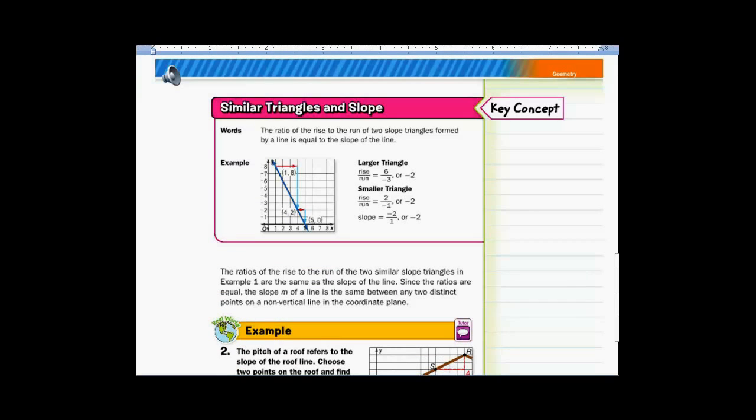The ratio of the rise to the run of two sloped triangles formed by a line is equal to the slope of the line. So we knew that anyway. We knew that the slope of a line is rise over run. Okay? So this is just saying that you have two triangles.